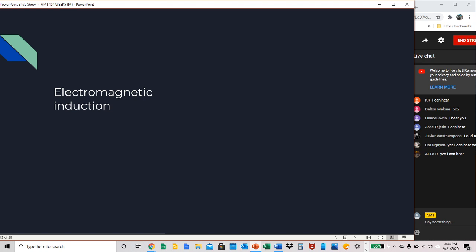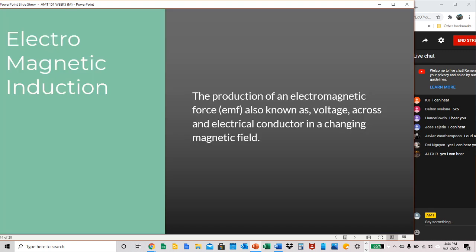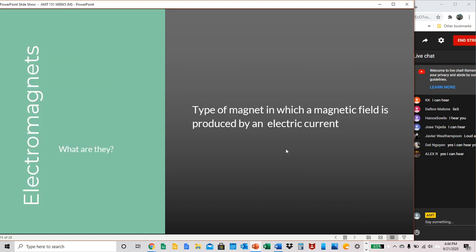Okay, and now we'll talk about electromagnetic induction just briefly. Electromagnetic induction is the production of an electromotive force, or EMF, which also is known as voltage, across an electrical conductor in a changing magnetic field.